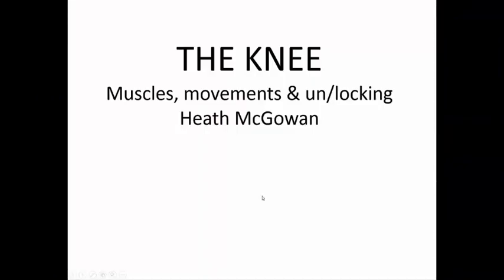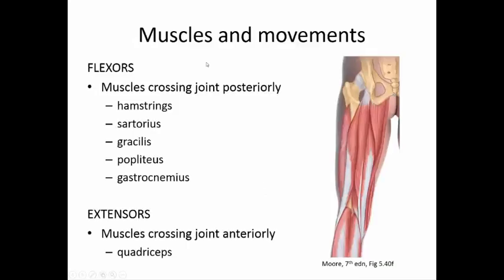This clip is on the muscles and movements of the knee, as well as the locking and unlocking mechanism. So the knee is a modified hinge joint capable of flexion and extension. Flexion is caused by muscles which cross the knee joint posteriorly. These include the hamstrings. More laterally, we have the biceps femoris, long and short heads. Medially, we have semimembranosus and semitendinosus.